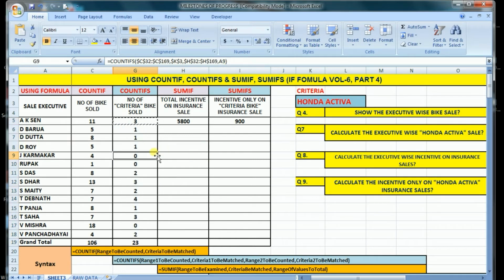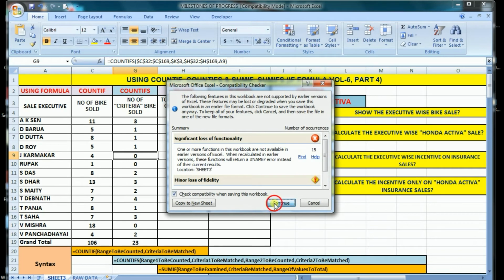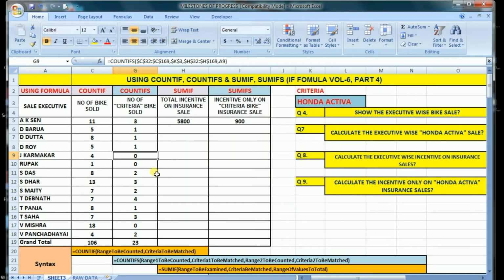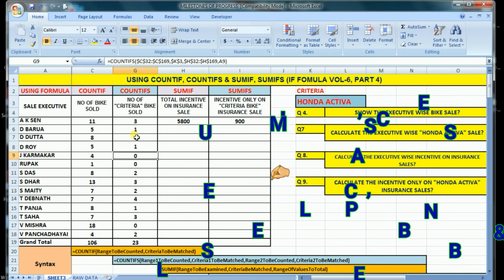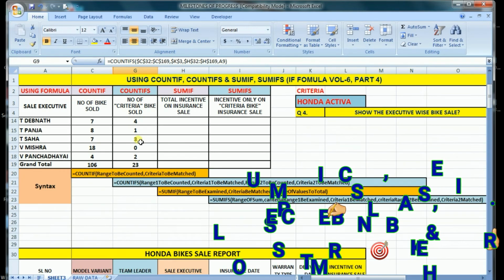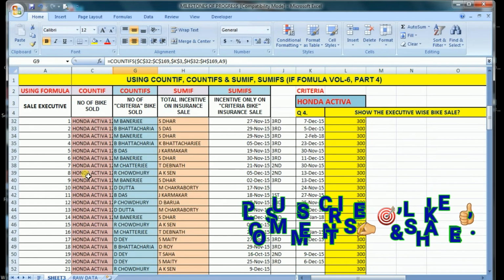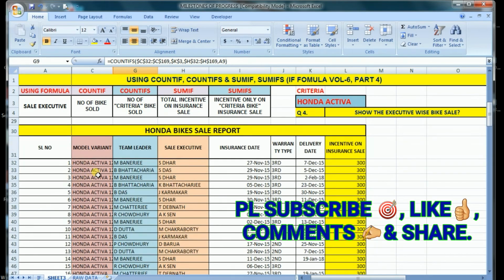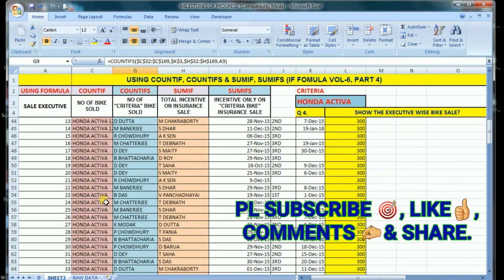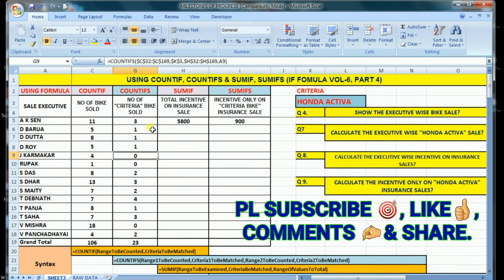Okay, friends, similarly I have already discussed with the fingers, among the 10 fingers how many middle fingers. For this criteria, Countif is used, and among the 2 middle fingers, how many are spotted. For this criteria, we have used the Countifs formula. Similarly here, among the bikes, how many Honda, that means this is the middle finger. And among this middle finger, how many Honda Activa bikes has she sold. Here it is.